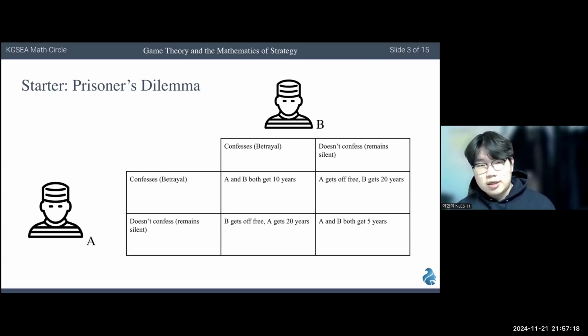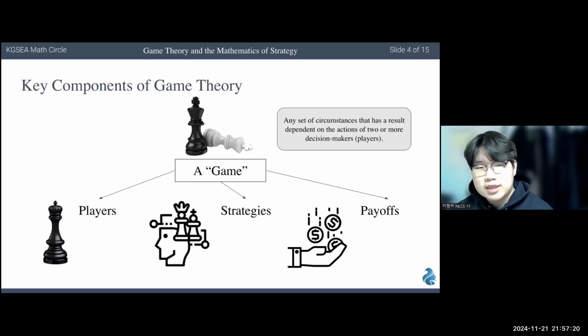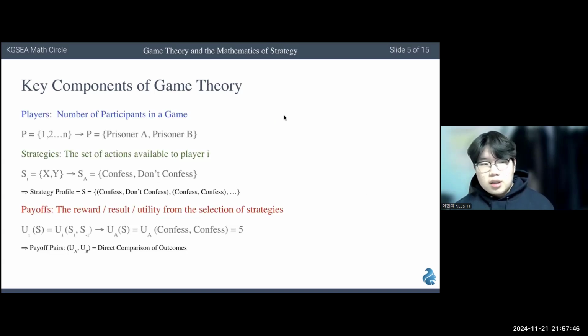We'll come back to this later, but before that we need to analyze what exactly game theory is: what is a game, what are the players, what are the strategies, and what are the payoffs. A game refers to any set of circumstances that has a result dependent on the actions of two or more decision makers, whom we call players. Players, strategies, and payoffs are the three main terms we use when describing a game. The players are the decision makers, like the two prisoners in the dilemma.